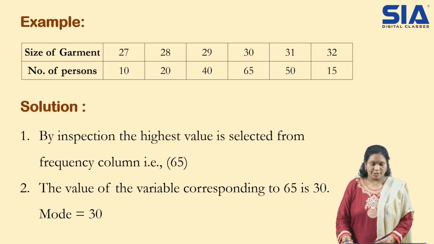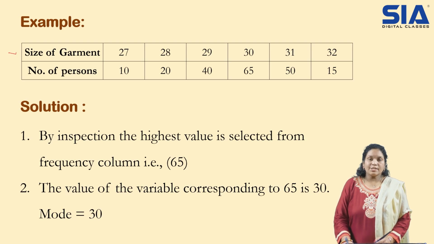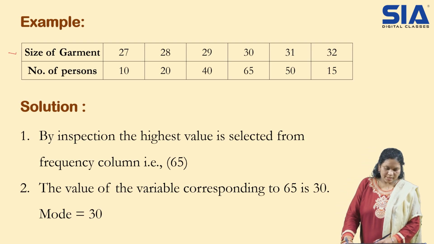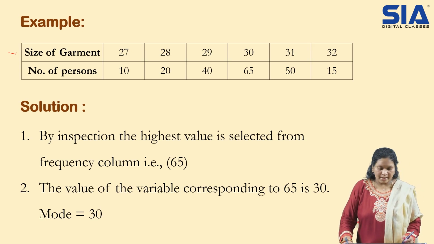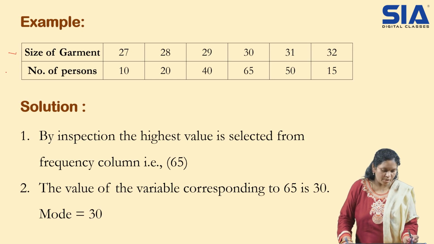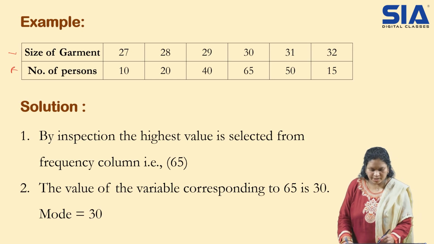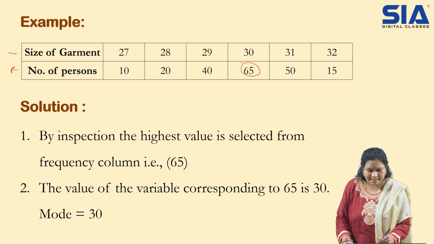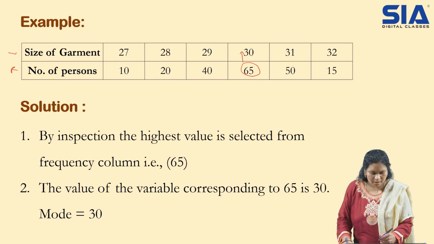Through an example let us check it out. Some example they have given as size of garments and number of persons. So in that let us find the mode. Just arrange the data, and by inspection itself we can identify it here. The highest value from the frequencies, that is number of persons, becomes the frequency. The highest value is 65. Its corresponding x value, that is the size of garments, becomes your mode. So 30 becomes the mode.